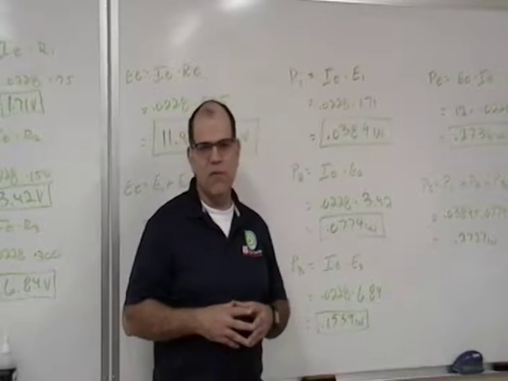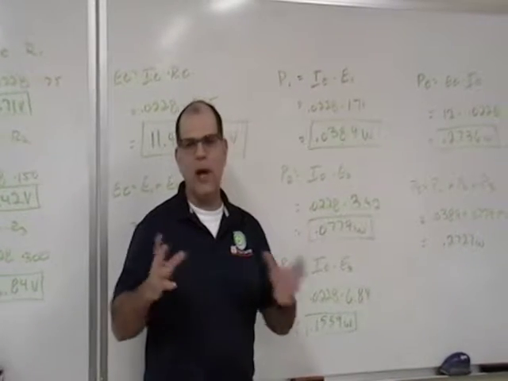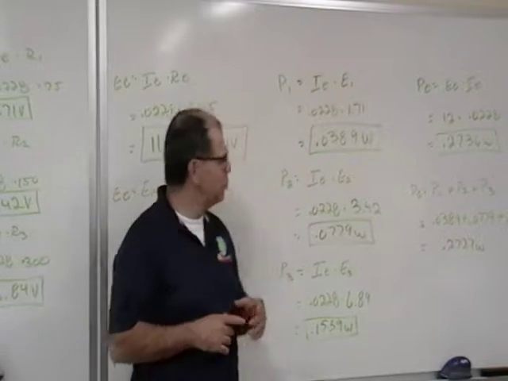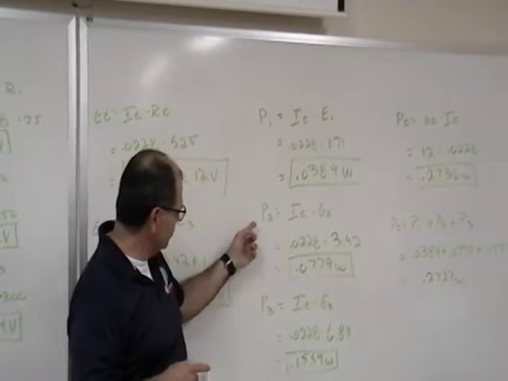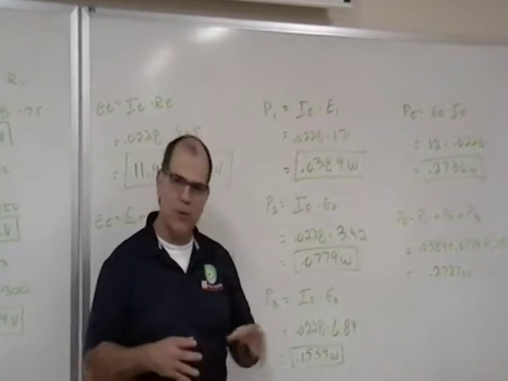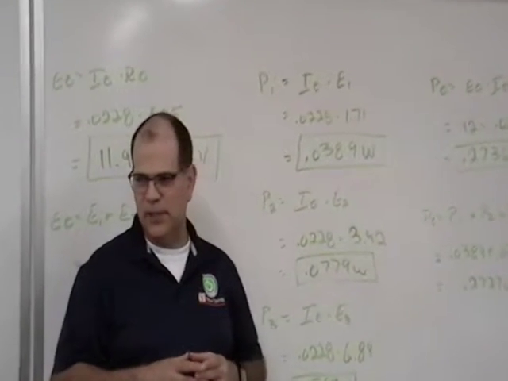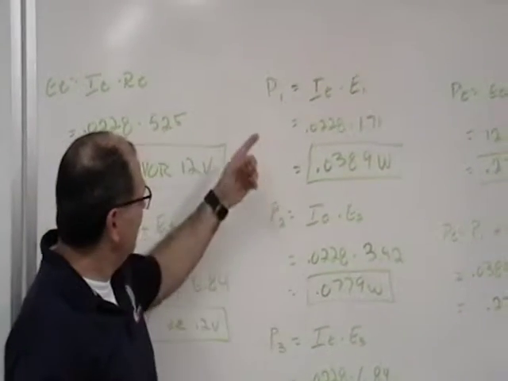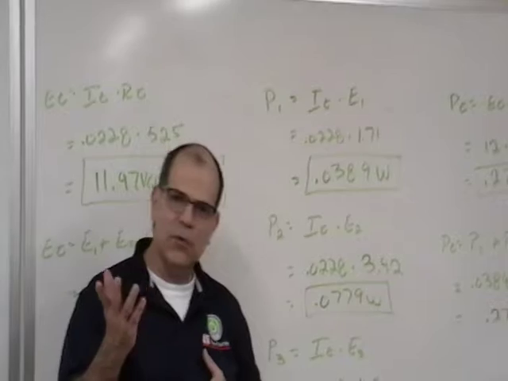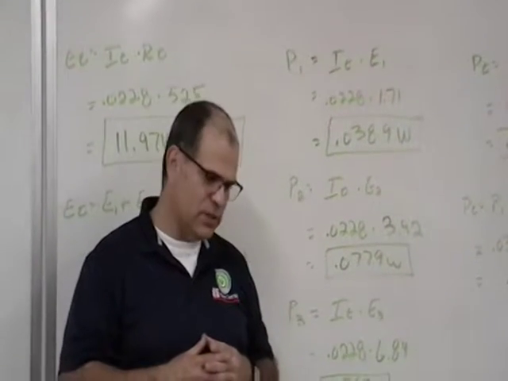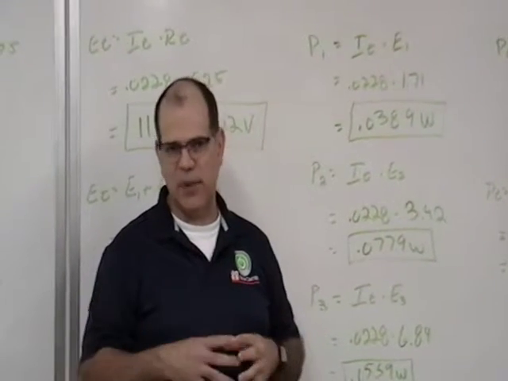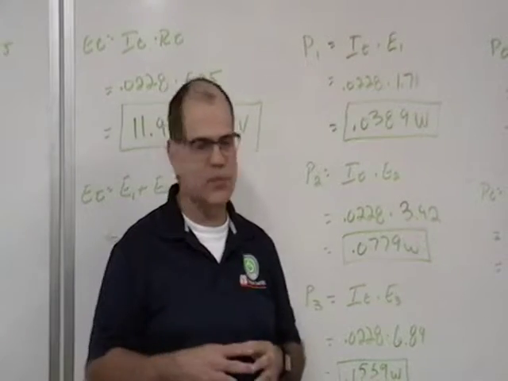Next thing we're going to solve for in this circuit is the power values. In this case, we're going to be looking for the individual powers and also total power and making a comparison between the two. In order to solve for power, we've got to use our Watts formula, which is E times I. Power is equal to the voltage times the current.